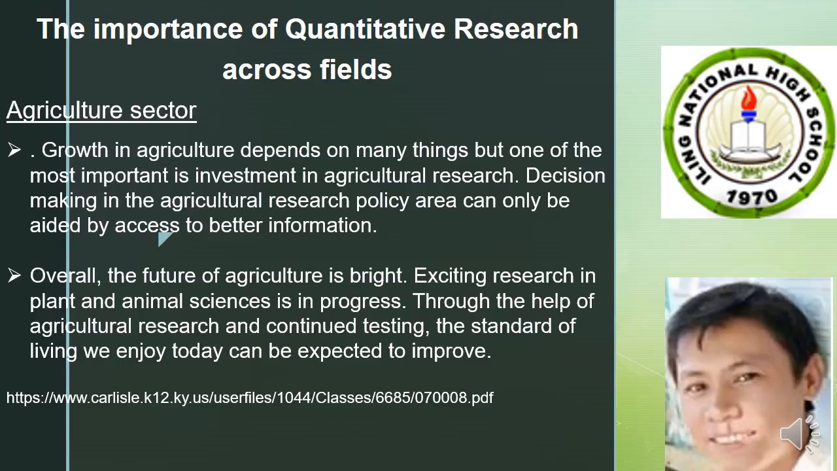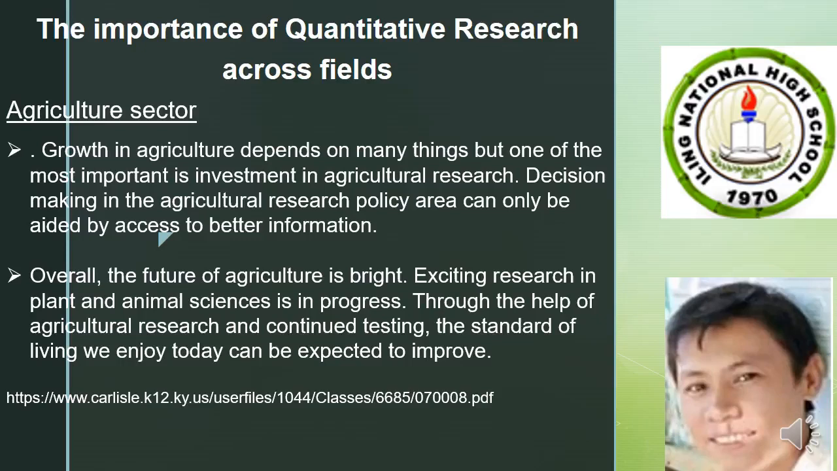Exciting research in plant and animal sciences is in progress. Napakadaming mga pinag-aaralan patungkol diyan sa mga halaman at mga hayop, no, just agriculture. Then through the help of agricultural research and continued testing, the standard of living we enjoy today can be expected to improve, no. So magiging masaya, magiging masagana, magiging maganda ang future natin kapag maganda yung mga result ng mga research na yan sa agriculture, no.